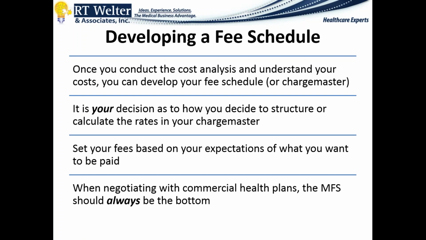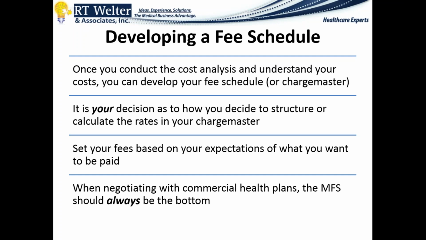When you are developing your fee schedule, you'll want to make sure that you understand the costs associated with doing business. Once you conduct the cost analysis and understand your costs, you can then take that information to develop your fee schedule. Sometimes we also call that a charge master. It's up to you what you would like to call it. It is also your decision how you structure or calculate the rates associated with your fee schedule. You just need to be able to explain how you came up with those numbers.